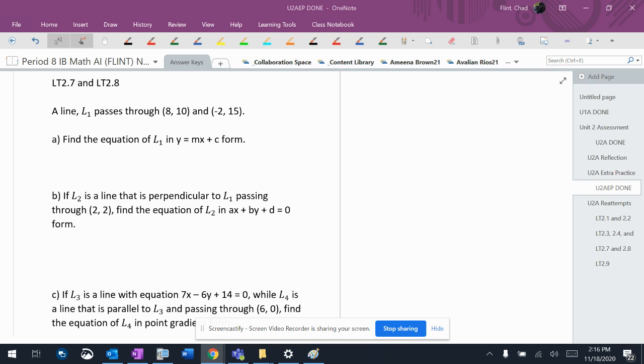All right, so the equation of line section, this is one that we want to spend some time on reviewing, because I don't think that all of you are completely ready for what we have coming with these equations of lines. So it says a line L1 passes through those 2 points. Find the equation of that line.